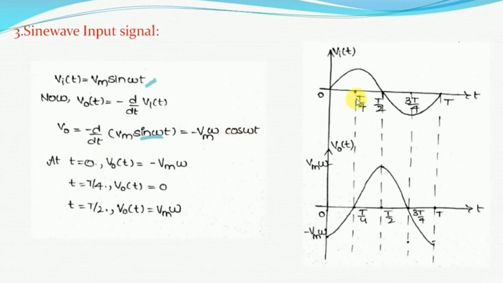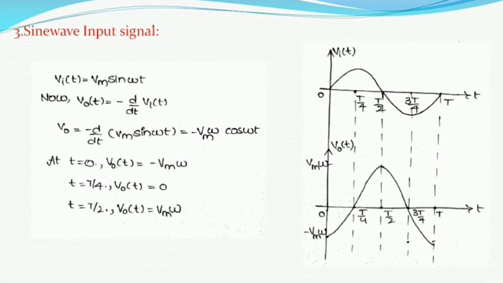So at t is equal to T by 4, find out what is the value of V naught of t. Similarly, at t is equal to T by 2, what is the value of V naught of t, at t is equal to 3T by 4, what is the value, and at t is equal to T, what is the value. If you find out at different time intervals, this sine wave is converted to a cosine wave. This is how to find, for the given input signal, how the shape of the output signal will look like.